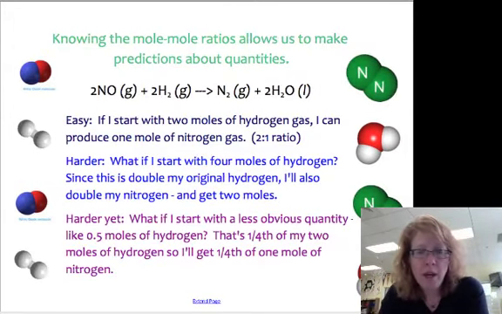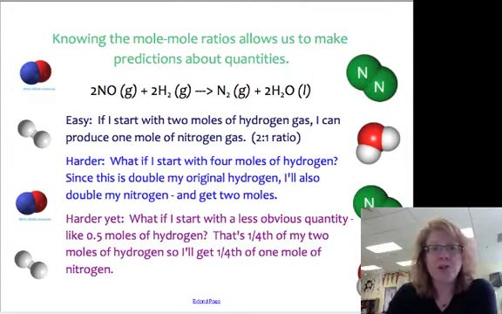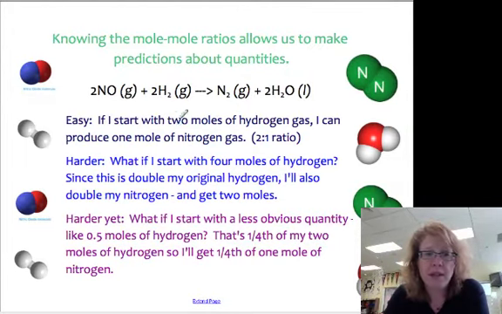Why do we care, right? This allows us to make predictions about quantities. So if I start with 2 moles of hydrogen, for example, and this is the easy one right here, it's pretty easy to say I can produce 1 mole of nitrogen, since that's what our reaction says. We've got 2 moles of hydrogen, so I'll be able to make 1 mole of nitrogen.